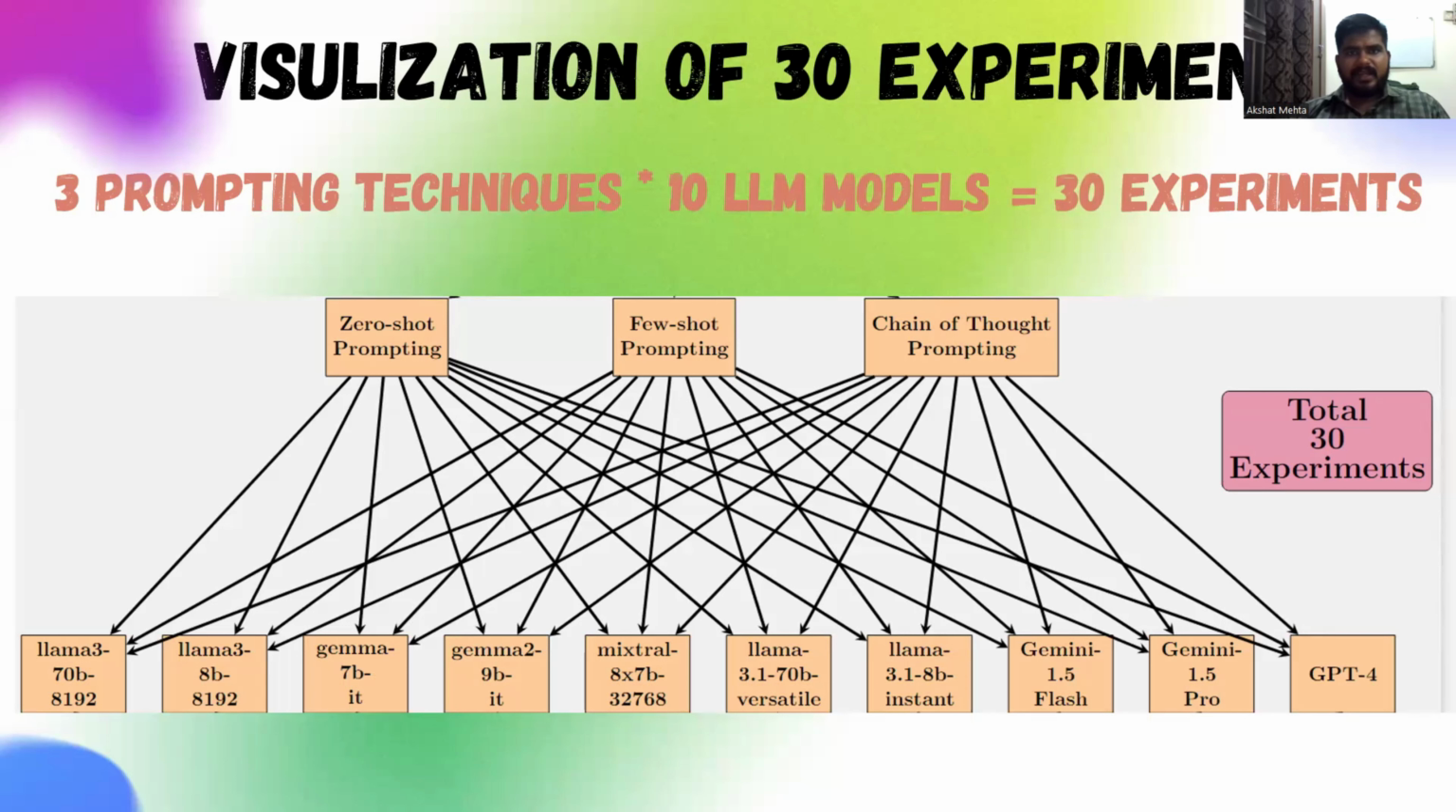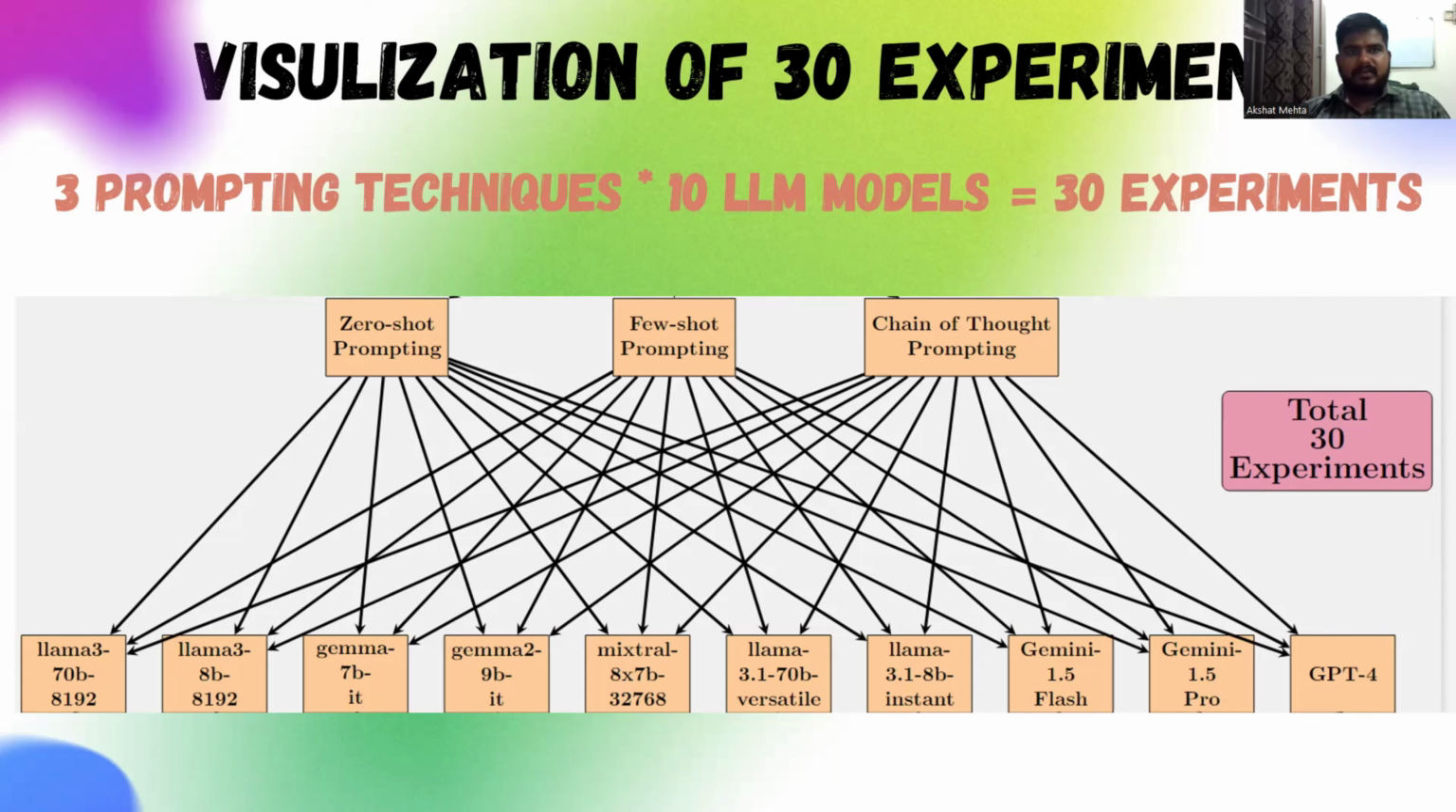There are 3 prompting techniques, zero shot, few shot, and chain of thought, applied across 10 different LLM models. These combinations result in a total of 30 unique experiments: 3 prompting techniques and 10 LLM models equal 30 experiments. This visualization illustrates the experimental setup, showing how each prompting technique was systematically applied to each model.